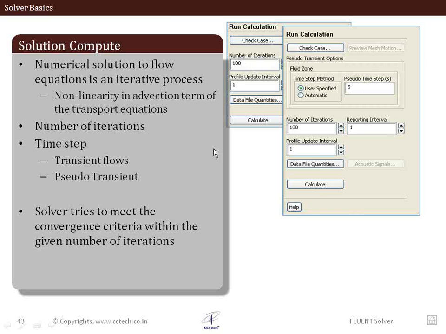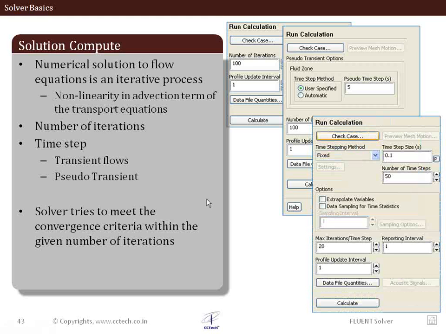Especially for the pressure-based coupled solver, this is very helpful to achieve quick convergence using the pseudo-transient approach. So the solver tries to meet either this criterion of the number of iterations or the convergence criteria which you set up in the convergence monitors. If the convergence criteria is met, it will stop the problem. If the convergence criteria is not met, it will iterate as long as the problem is getting converged, except for unsteady flows.